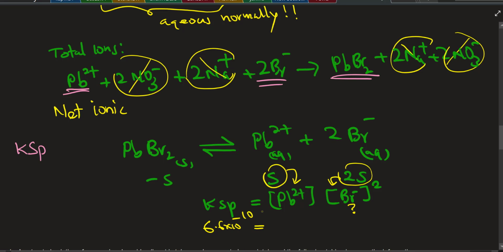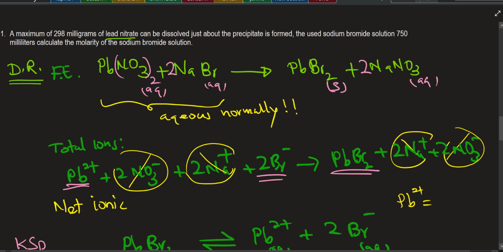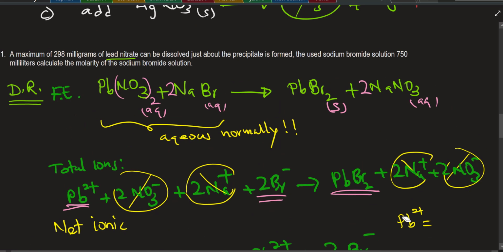In this case, we're going to use the book value 6.6 times 10 to the minus 10 for the KSP, because we are looking for the bromide molarity, right? In this case, for Pb2 plus, we have to figure it out, because we are given some milligrams and some milliliters, right? So how do we do that? It's a separate math. I would say do it separately. Don't plug into the same KSP formula, right?